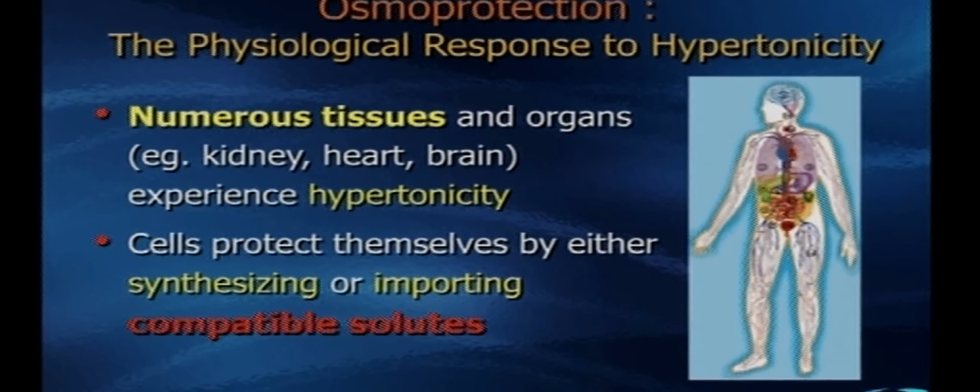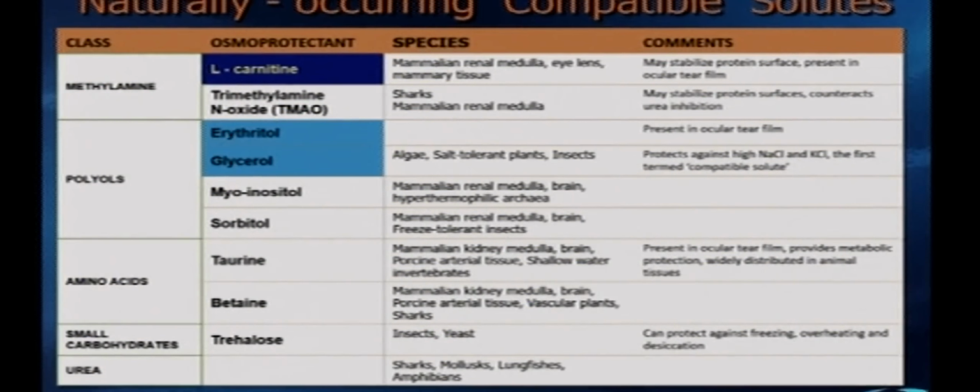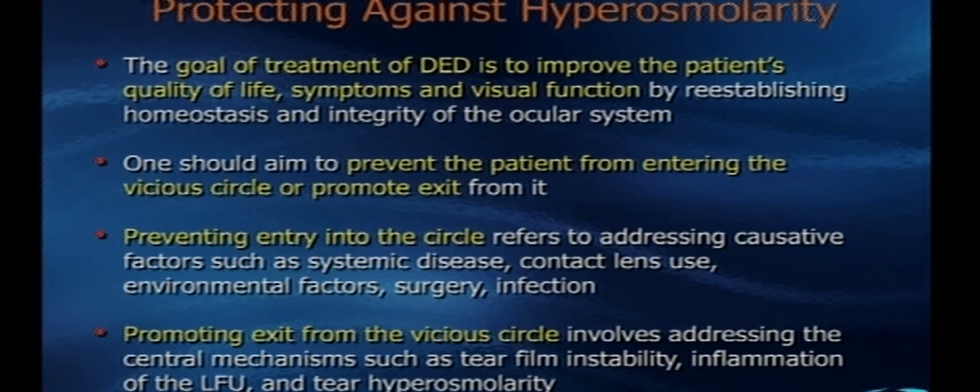And so these compatible solutes have to be provided externally. So these are some of those that are available in various species in nature. They are the methylamines, they are polyols, they are amino acids and small carbohydrates. And some of these are now being introduced into these ocular fluids that we have, that we can use as eye drops for supplements.